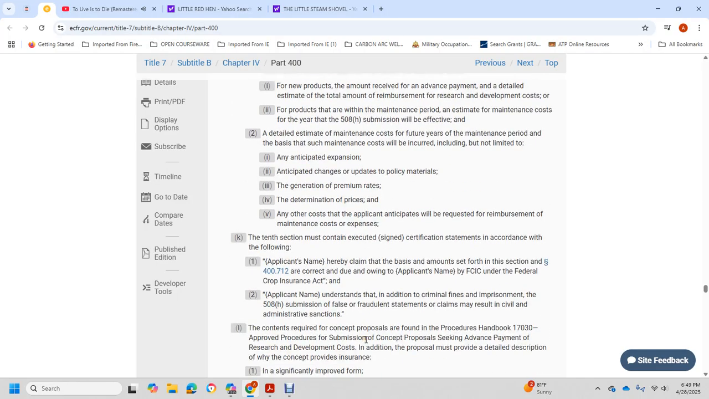The section with the containment of this executed with the signed with the certified section statement that in accordance with the following applicable name, hereby with the claim with the base of the amount set forth in section the statute 407-12 with the correct, with the due, with the knowing applicant, the name of the Federal Crop Insurance Corporation of the Federal Crop Insurance Act, applicant named, understanding that additional criminal fine, information and imprisonment with the 508 submission of the false fraudulent statement that claims must be with the civil administrative section sanctions.